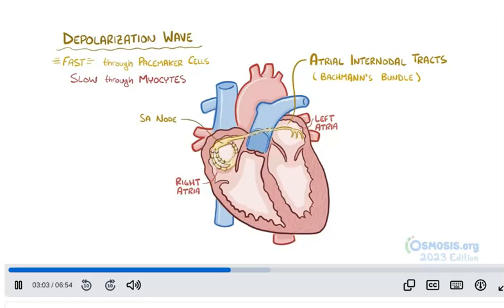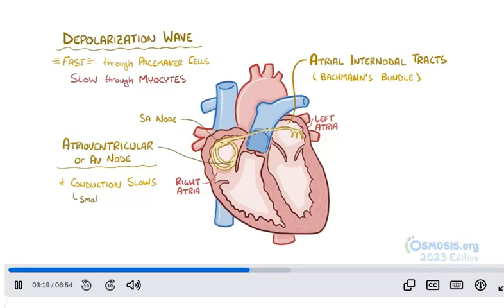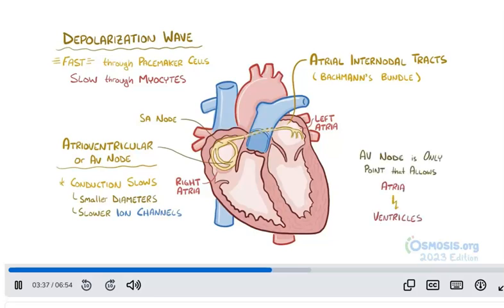While this is happening, the depolarization wave also travels from the SA node through the pacemaker cells to the atrioventricular, or AV, node. Conduction velocity slows way down at the AV node, and this happens for two reasons. First, the AV nodal cells have very small diameters, which increases resistance to electrical flow. And second, the AV nodal cells use the relatively slower opening calcium ion channels rather than the faster opening sodium ion channels. The AV node is the only point where an electrical signal can go from the atria to the ventricles. And since the depolarization wave causes muscle contraction, this slight conduction delay is crucial in allowing the ventricles to have plenty of time to fill with blood before they contract.